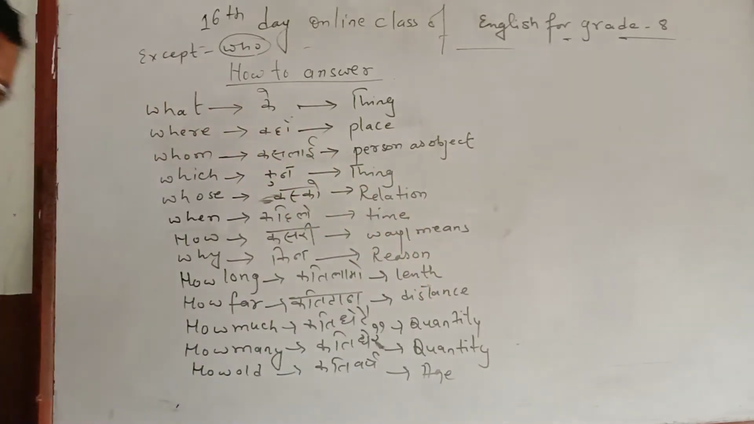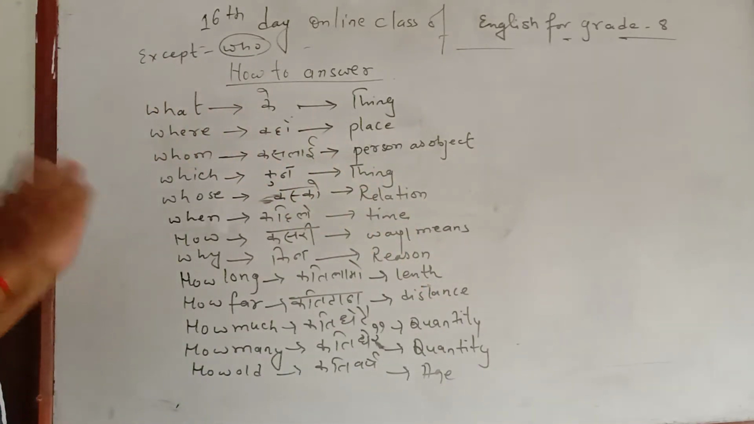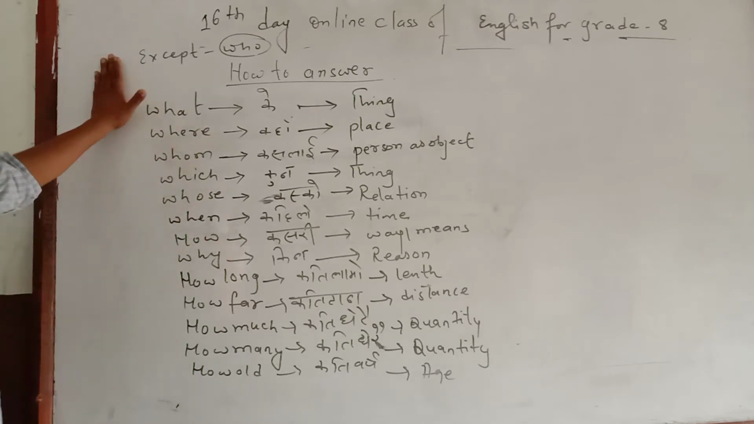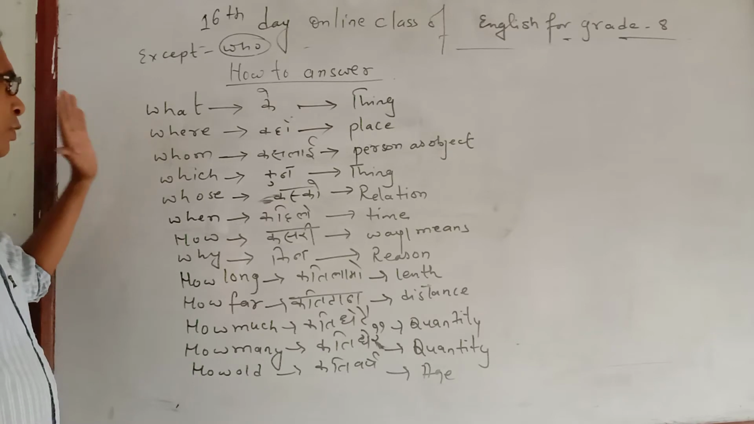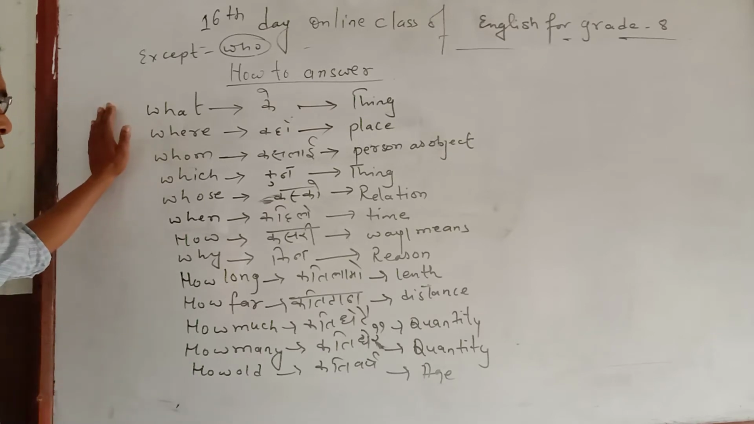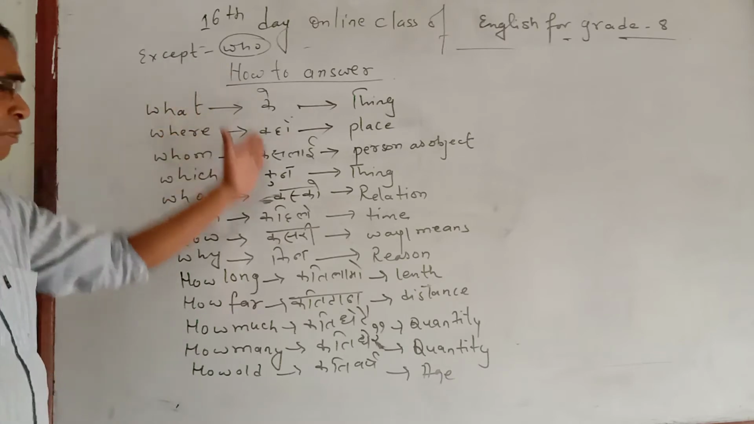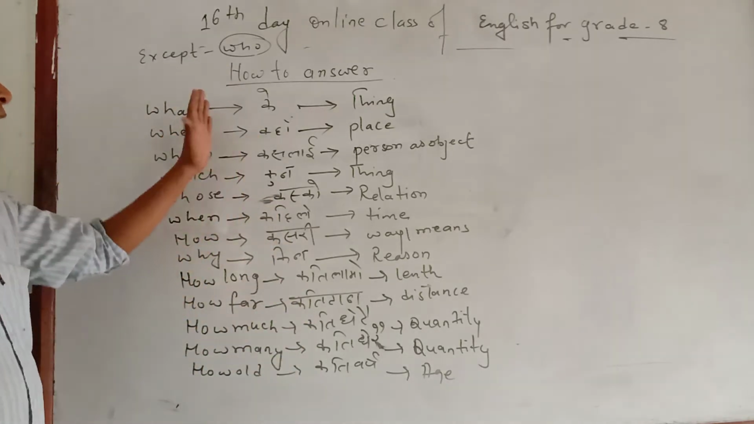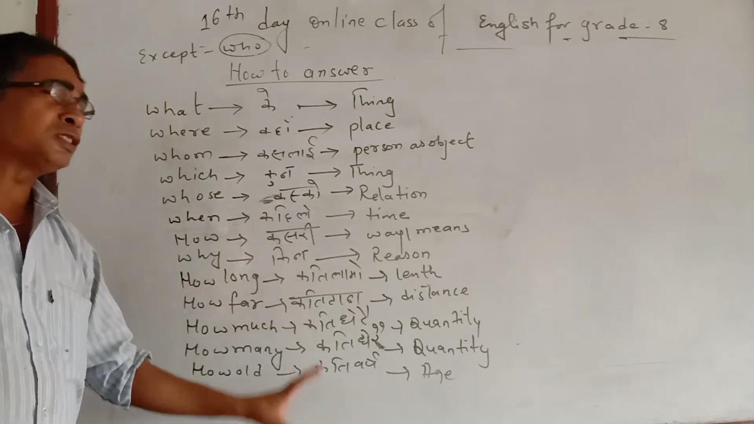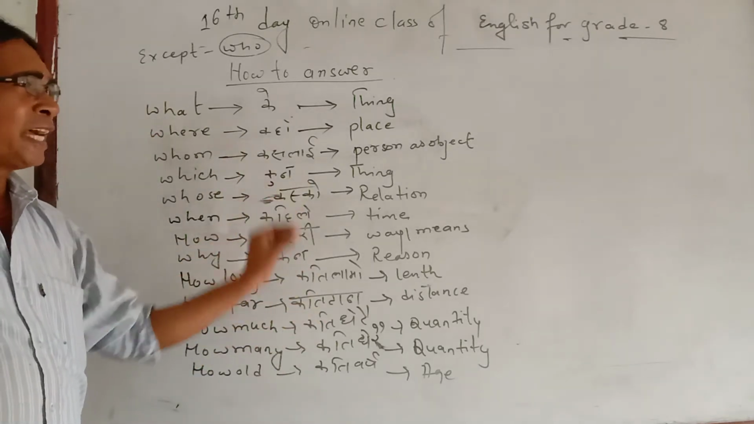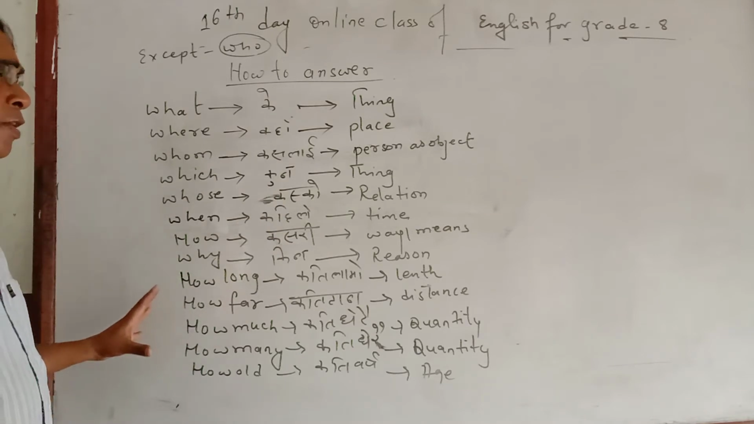So now we listen. When the questions are asked with WH, except who, these are the WH: what, where, whom, which, whose, when, how, why, how long, how far, how much, how many, how old. There may be sometimes how wide also. So these are the meanings of the given WH. And whenever the questions are asked with the WH, then at first you have to reach the conclusion of what may be the exact answer of the given WH.